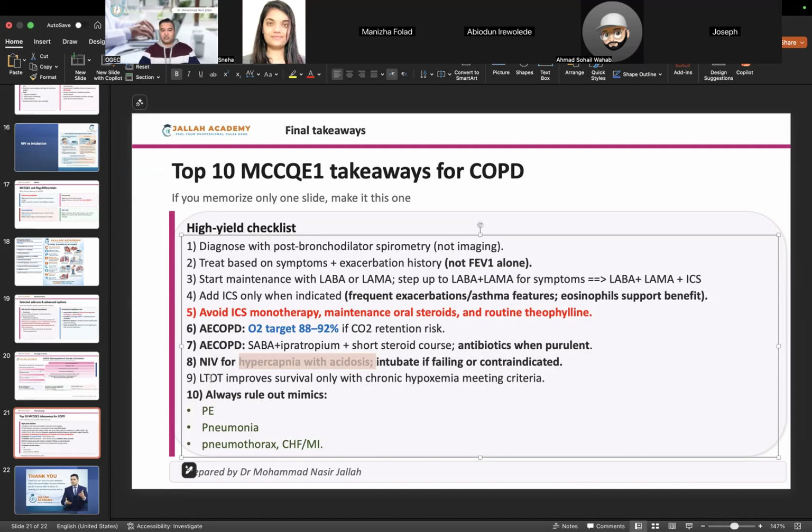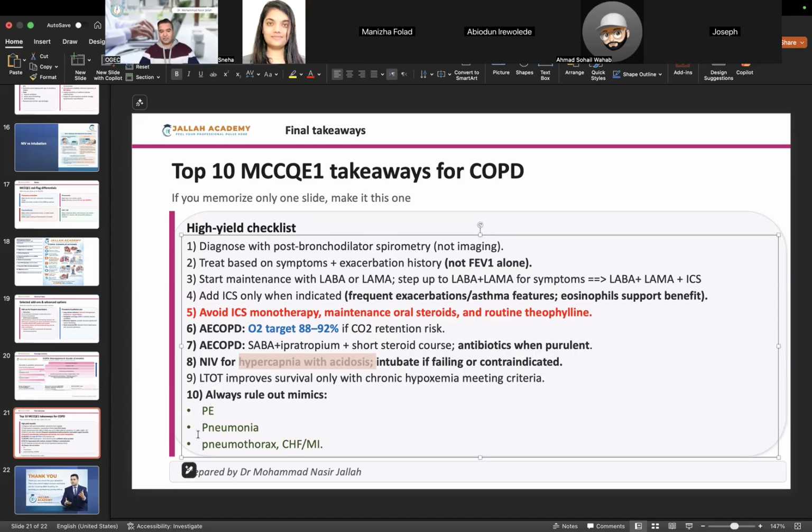For LTOT, or long-term oxygen therapy, it improves survival only with chronic hypoxemia that meets the criteria. And what is the criteria? If the PaO2 is less than 55. But if somebody has cor pulmonale and polycythemia, it can still be a little higher than that, 56 to 59. They are still eligible for long-term oxygen therapy.